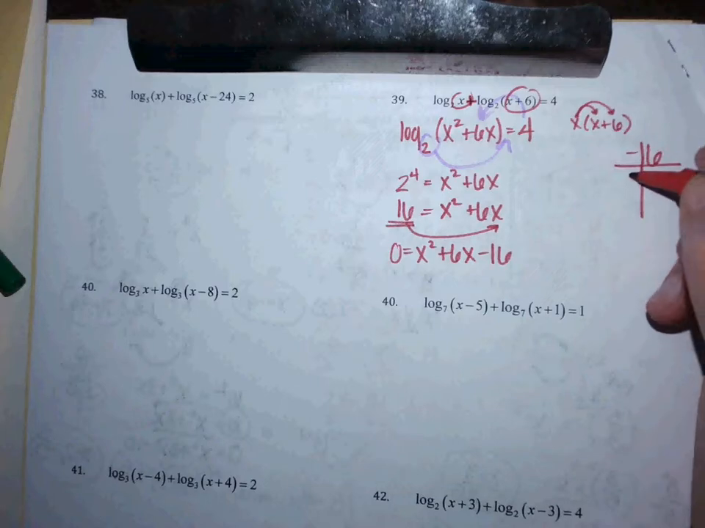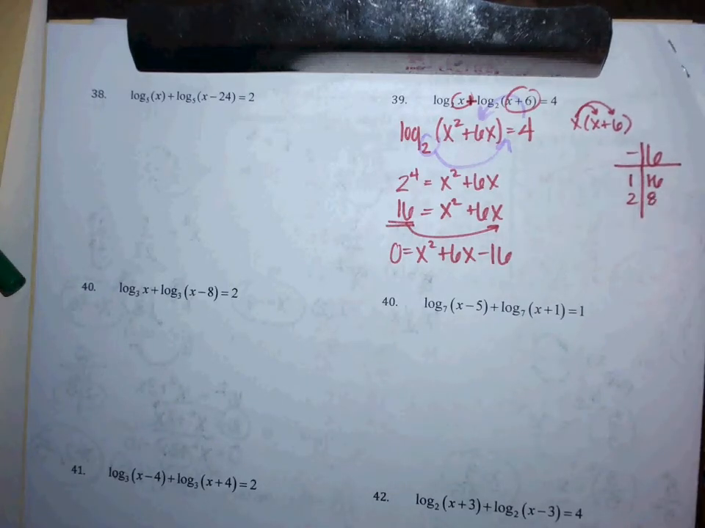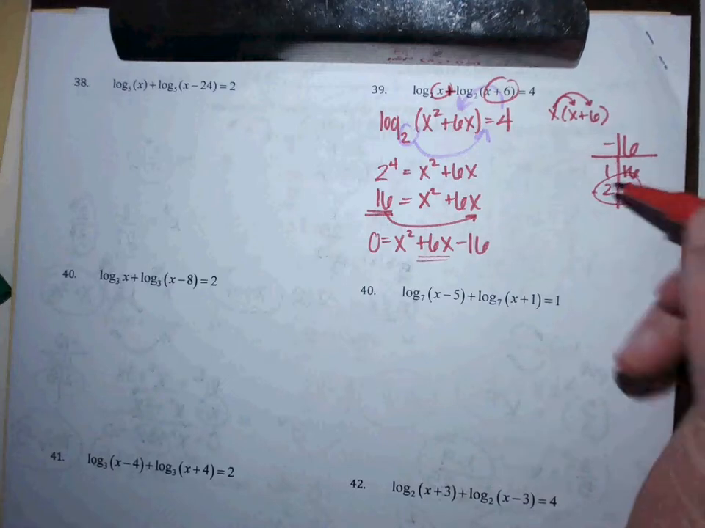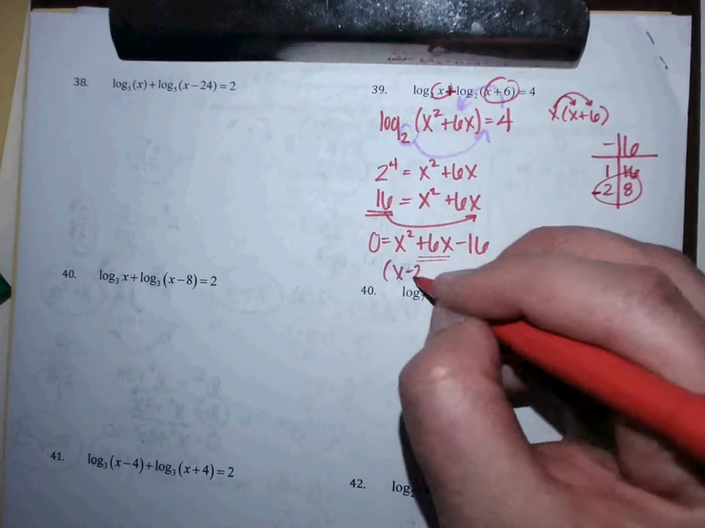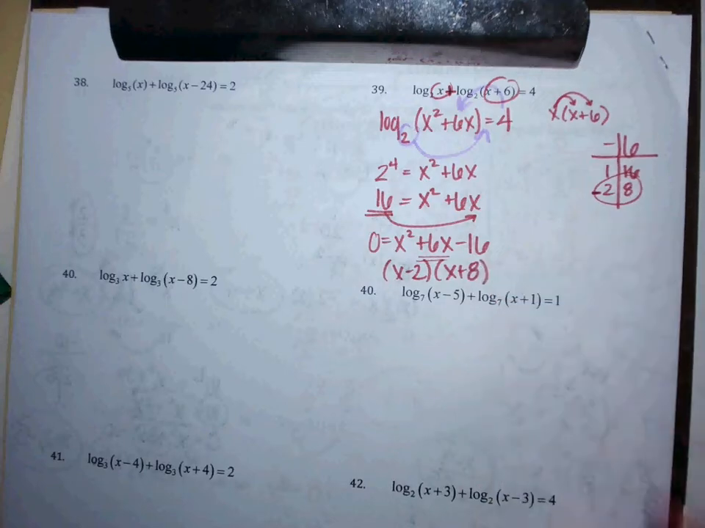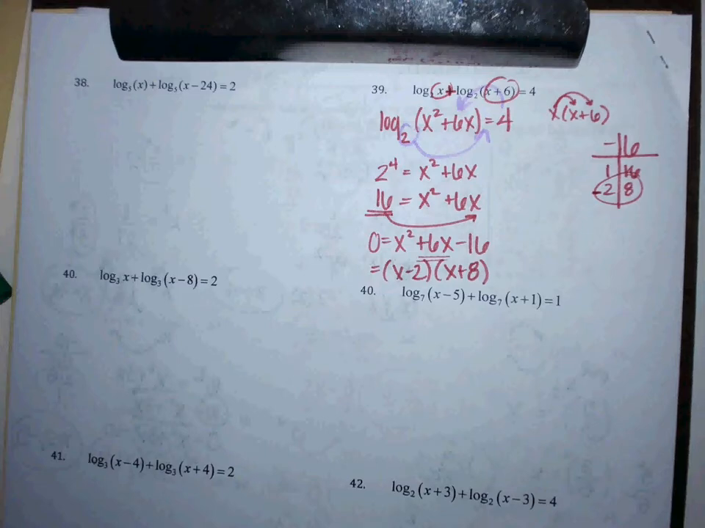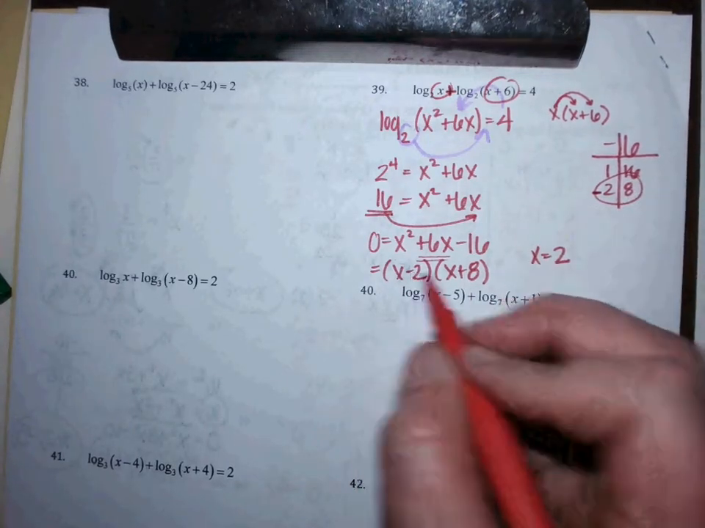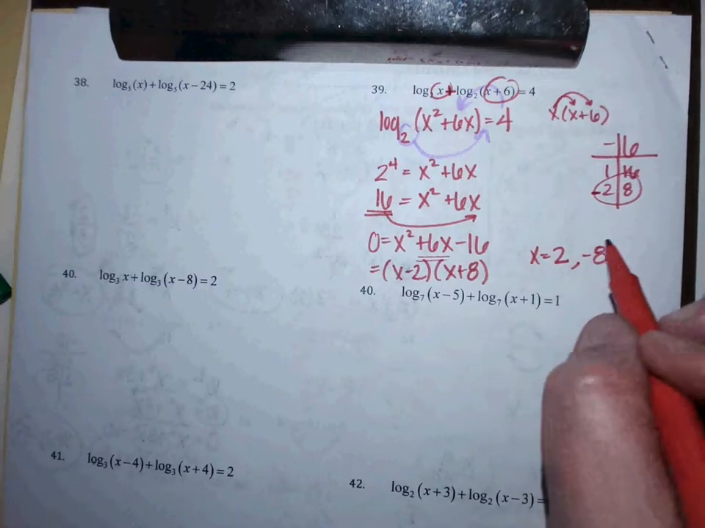Let's think about our choices. I have 1 times 16 or 2 times 8. Well, if I need them to subtract to 6, then that would be 2 and 8. Now, if I do 2 minus 8, I'm going to get a negative 6. So if I want a plus 6, I need to make sure I put the minus on the 2. So then I have x minus 2 and x plus 8. And remember, whatever your parentheses are, your answers are going to be the opposite. So x is going to equal 2 from the minus 2, and then negative 8 from the positive 8.